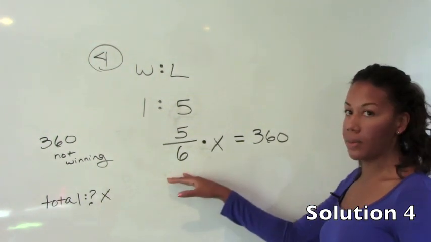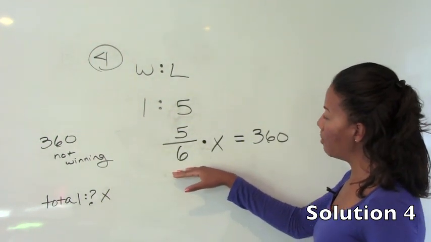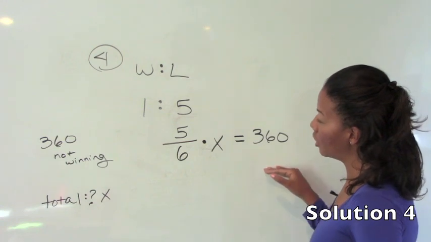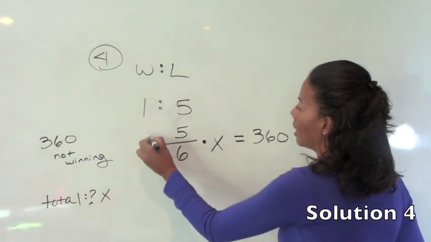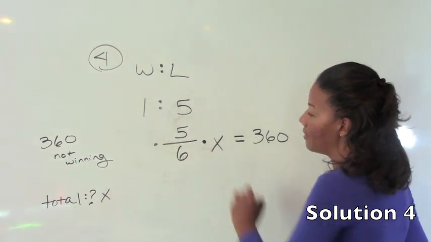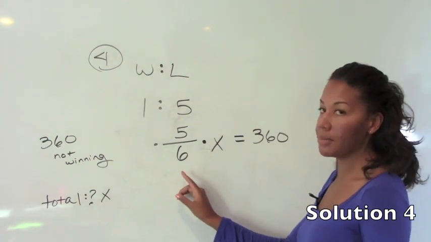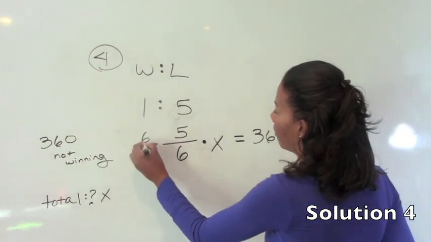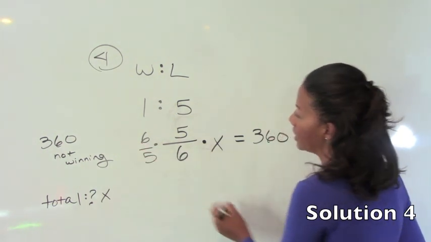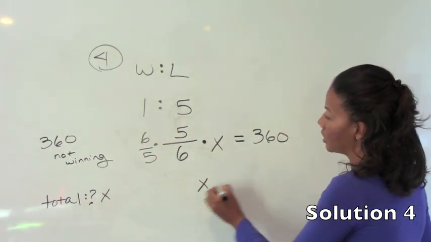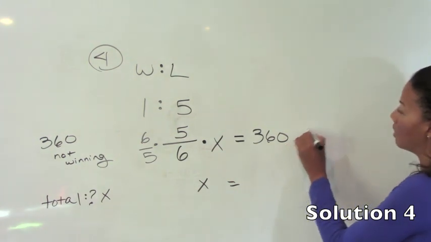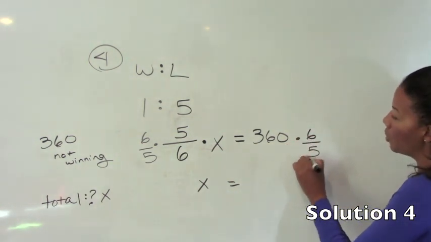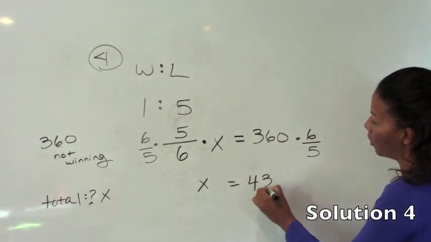So there are 2 ways that we can solve this. We can divide both sides by 5/6, or we can multiply by the reciprocal of 5/6, because remember, a number times its reciprocal is simply 1, leaving us with x over here by itself. So if we multiply both sides by 6/5, we just get x on the left. And if we multiply this by 6/5, we get 432.